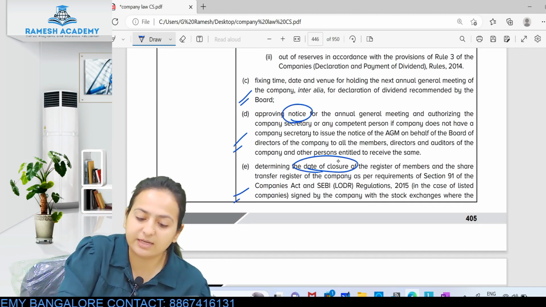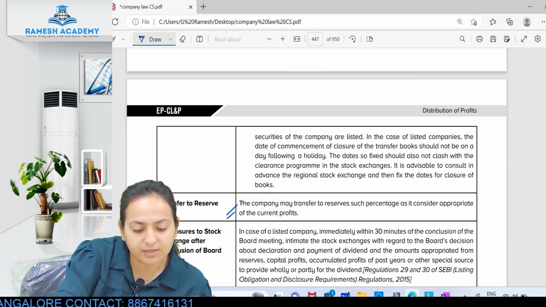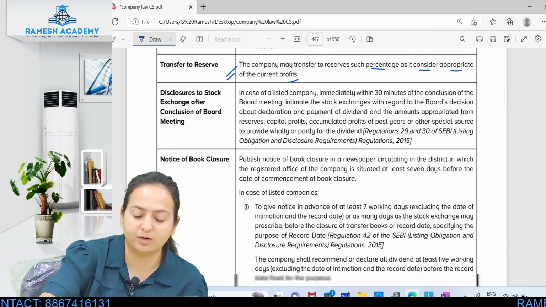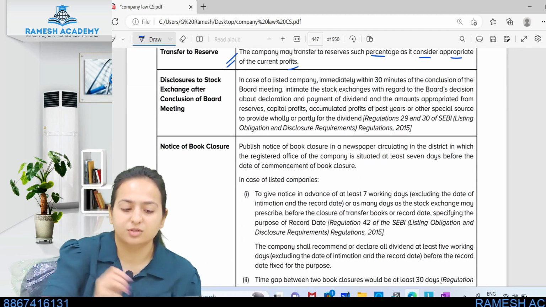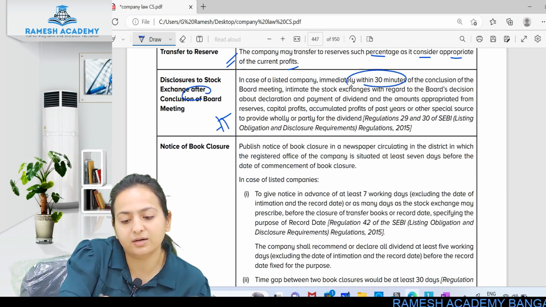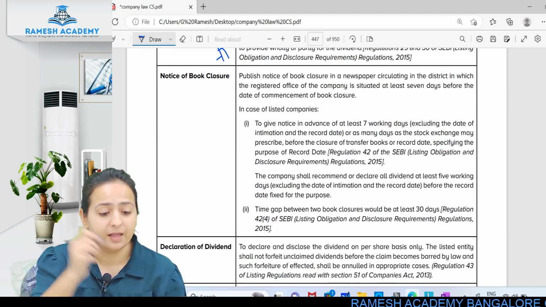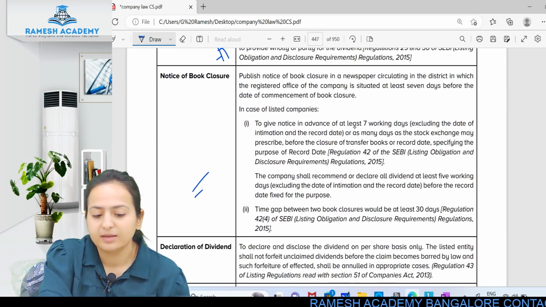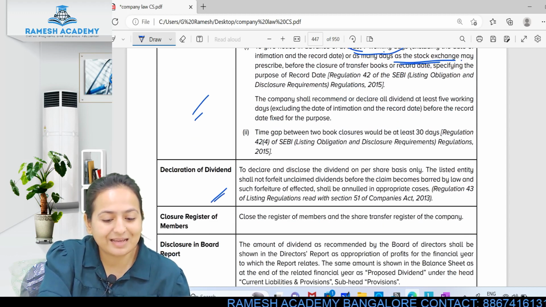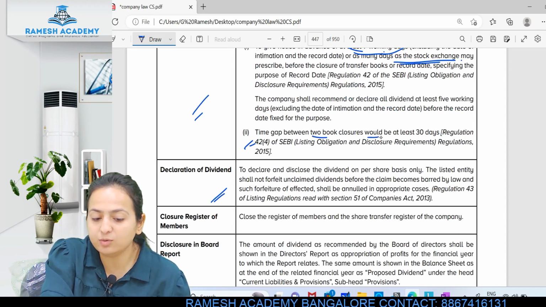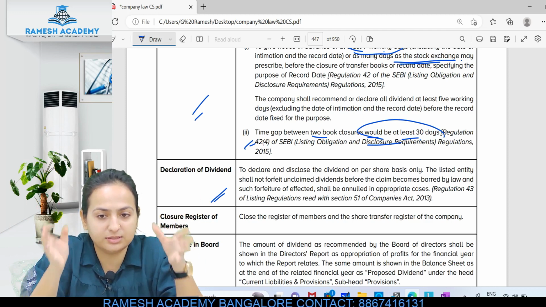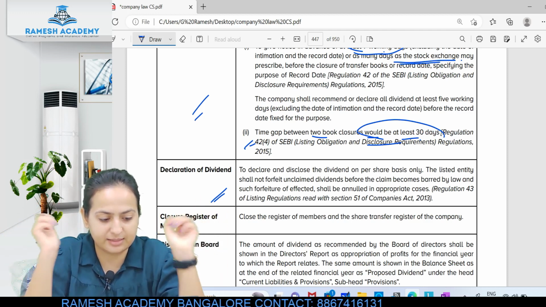You will determine the date of closure for the register. Then you will transfer to reserve such percentage of current profits as is considered appropriate. Disclosure to the stock exchange, simple: after the board meeting you have to do it within 30 days. That is the same. The notice of book closure needs to be given 7 days in advance to the stock exchange. Then comes the declaration. The time gap between 2 book closures would be at least 30 days.